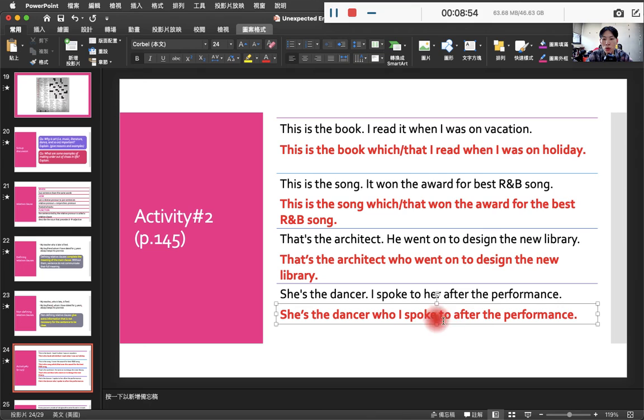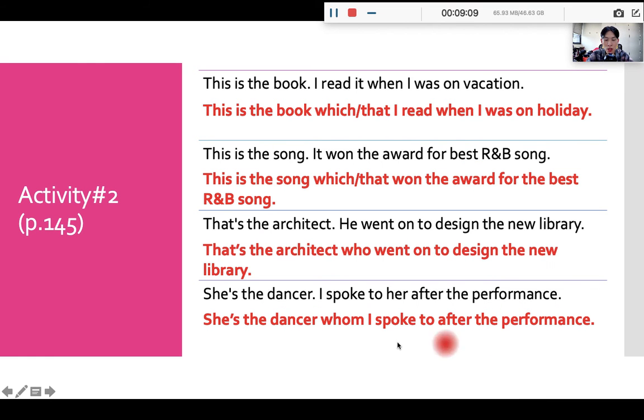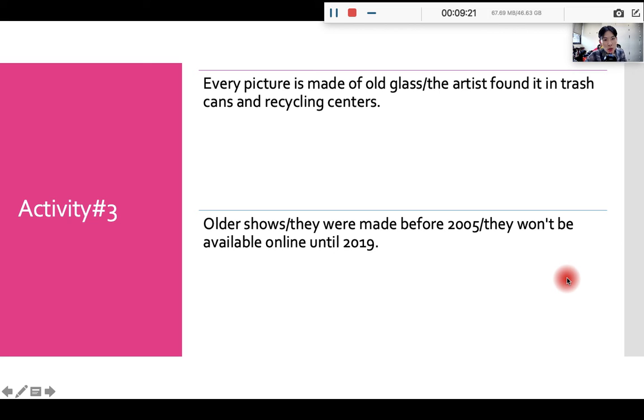So I spoke to the dancer. So it actually takes the place of an object. It is the object of the verb spoke. So what should we do? We should use whom here. Okay, so this one, be careful. So by doing it on the spot with you, hopefully you can remember how to use whom and who properly. Okay. So let's take a look at activity 3.